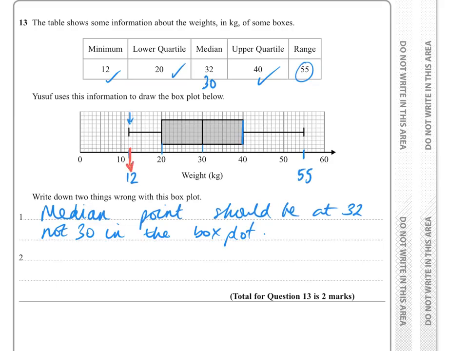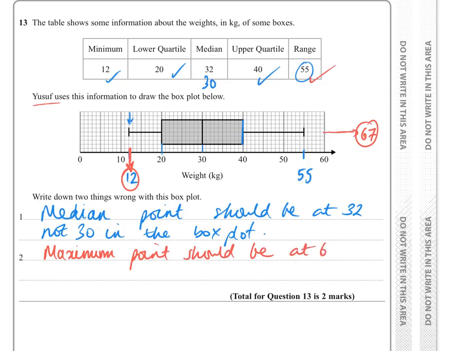So if this was 12 and the range had to be 55, then Yusuf would have to plot at 67, because then 67 minus 12 would be 55. So my last point would be: the maximum point should be at 67, not 55 as plotted.